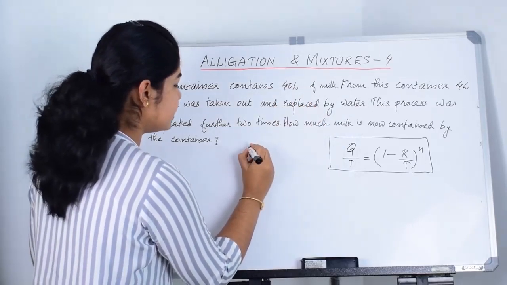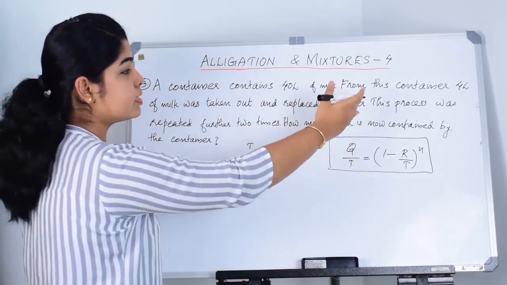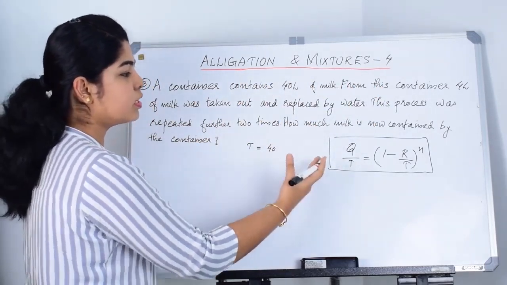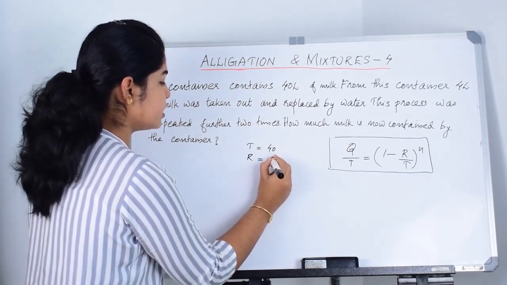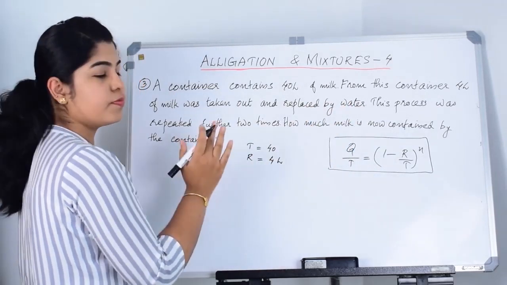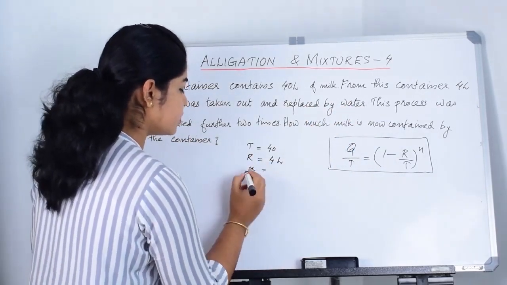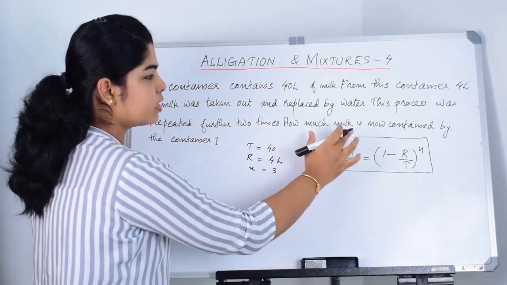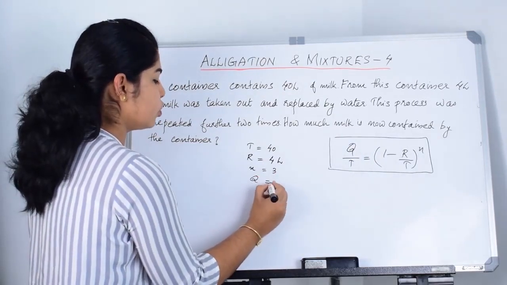So we can take T is equal to 40 liter, and it is given that from this container 4 liter of milk was taken out and replaced by water. So the replacing quantity is 4 liter, and it is given that this process was repeated further 2 times. So the total number of operations or processes N is equal to 3. Now it is asked to find how much milk is now contained by the container, which is Q. We need to find Q.